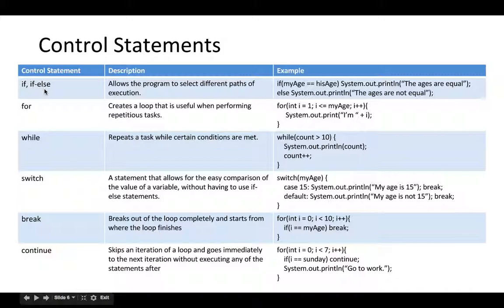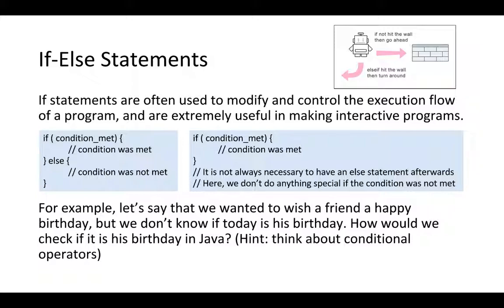So like I mentioned before, if and if else allows the program to select different paths of execution. So that's, in our flowcharts, basically the if statement. That just lets you take two different branches. And the switch statement is something that's very similar, except it's used when you have several different branches. So let's go into detail about the if statement and the if else statement.